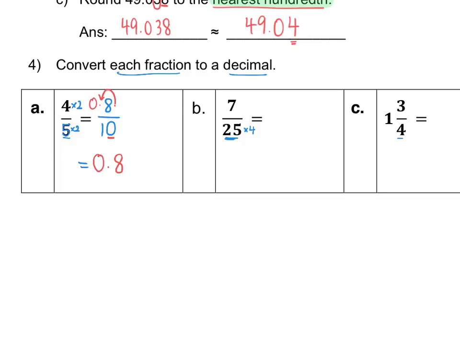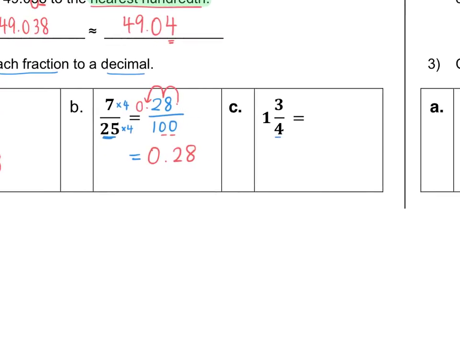So 25 times what gives 100? 25 times 4. So the denominator times 4, the numerator also has to times 4. 7 times 4 gives 28. And 25 times 4 gives 100. So 28 hundredths, how do you convert it into a decimal? In 100 there are 2 zeros, so you move the decimal point by 2 decimal places. So your answer should be 0.28. This is the answer for part B.